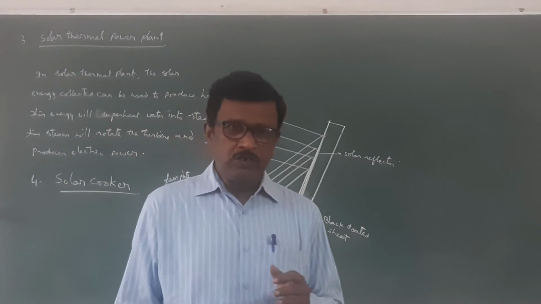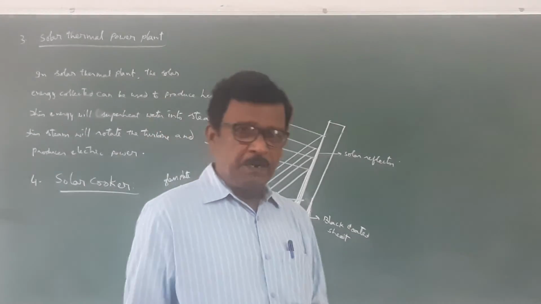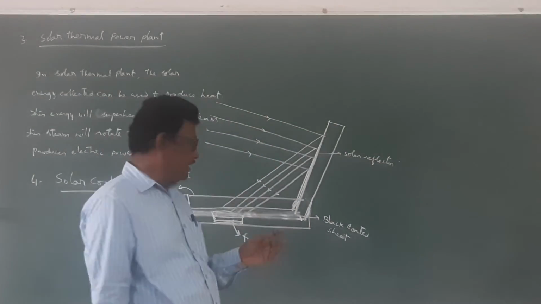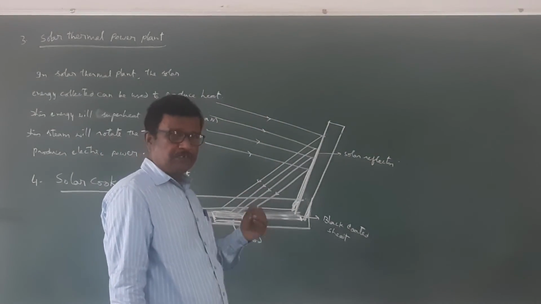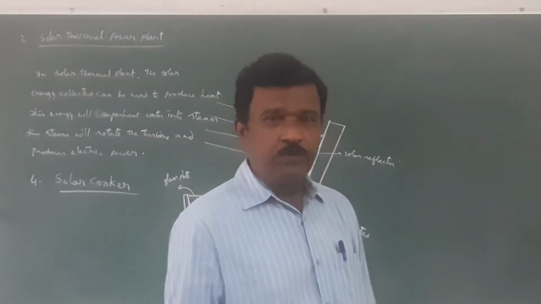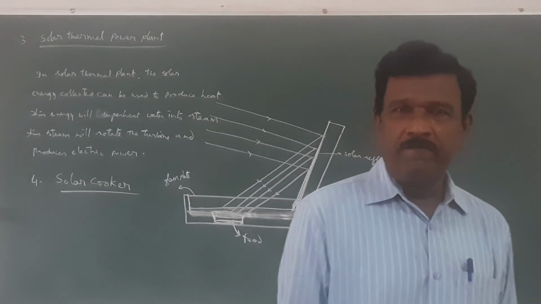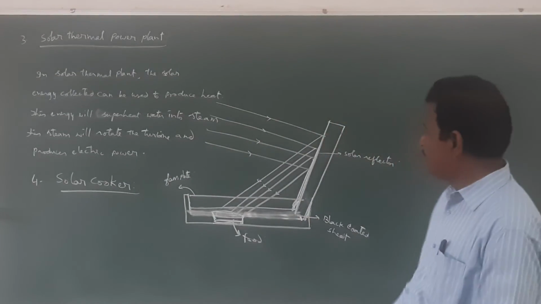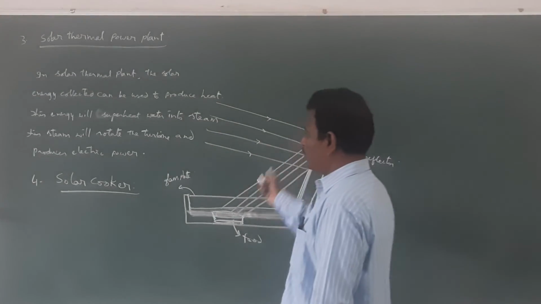There you need special plates, metallic vessels that are coated with black so as to absorb heat energy effectively. So this is the working of a solar cooker.